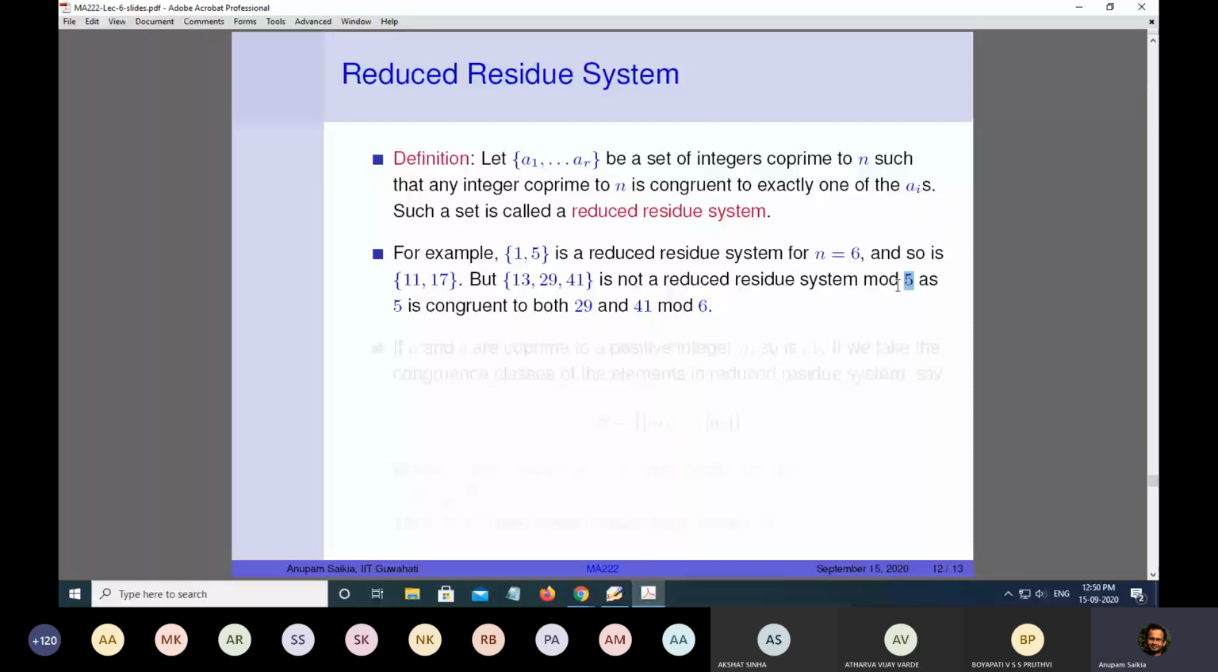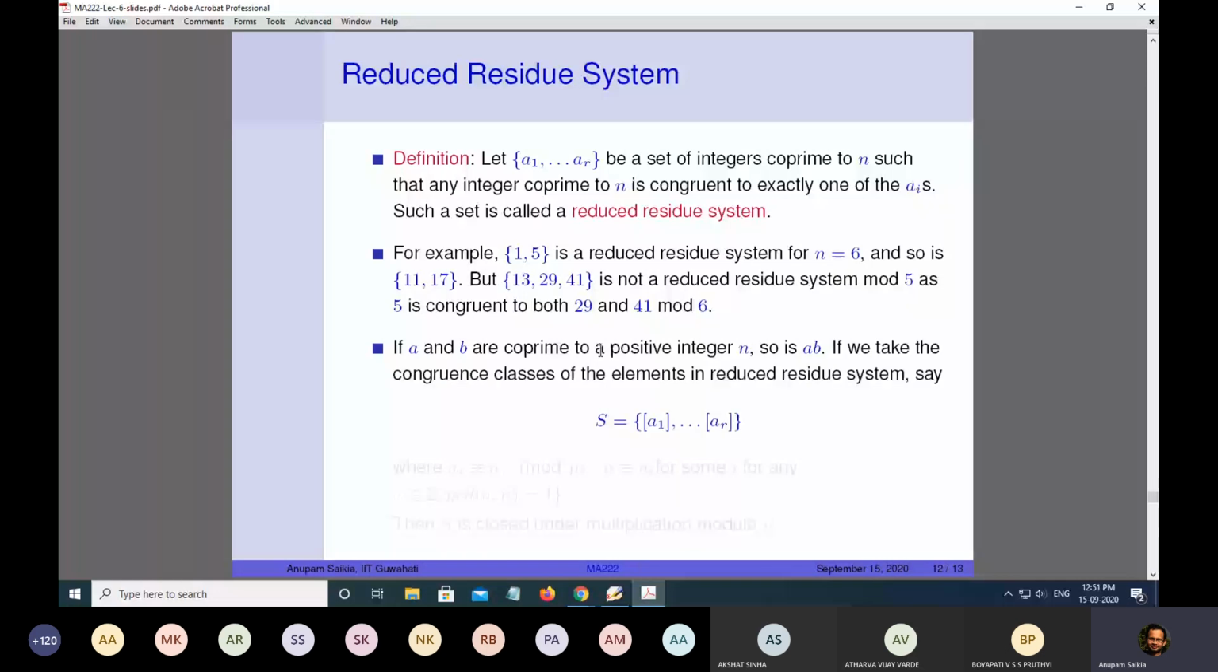Why is a reduced residue system good to have? Later on, we'll see that. If a and b are co-prime to n, then their product is also co-prime to n. That way we can define a multiplication on the reduced residue system. It will be closed under that operation, because if I take 2 congruence classes with residues co-prime to n, then their product will also be co-prime to n. So we will have the closure property for multiplication mod n.